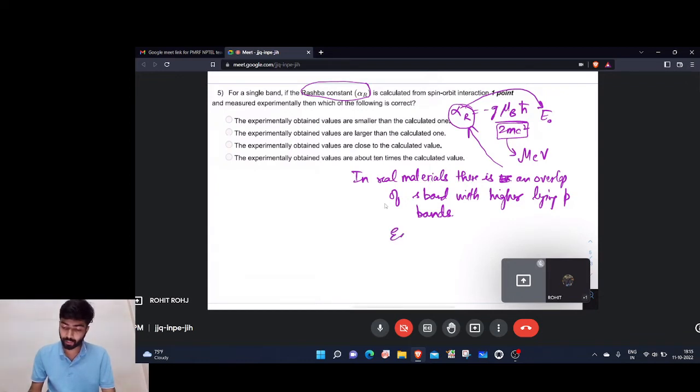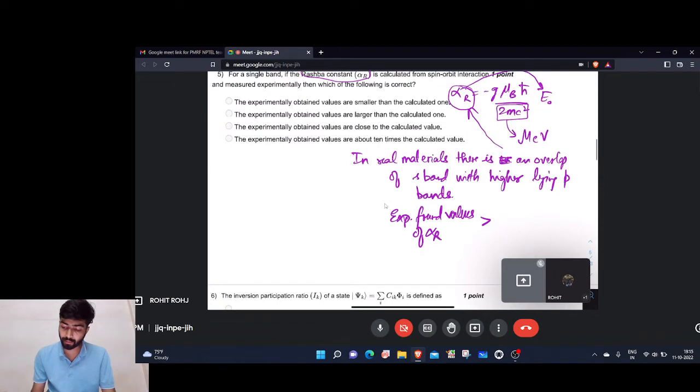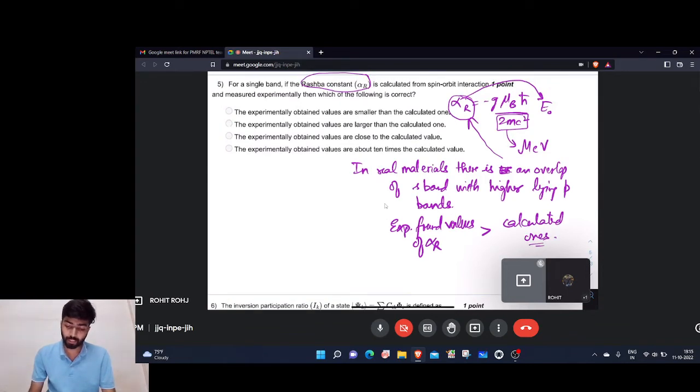So the experimentally found values of alpha R are in general greater than the theoretical or calculated ones. So experimental values are larger than the calculated ones.